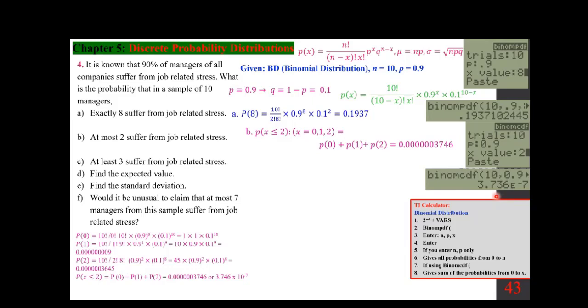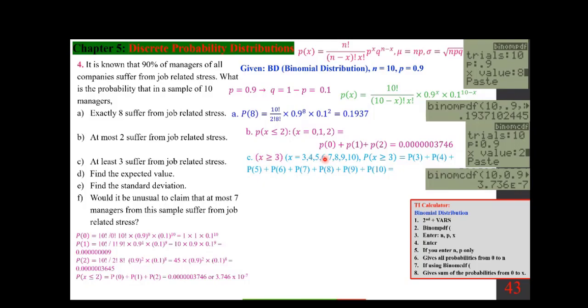Next, at least 3 suffer. That means probability of x larger than or equal to 3, and that means 3 all the way to 10. That's the meaning of it. Again, I'm writing the meaning. Probability of x larger than or equal to 3 means probability of 3, 4, and so on and so forth, because that's the meaning of x larger than or equal to 3.